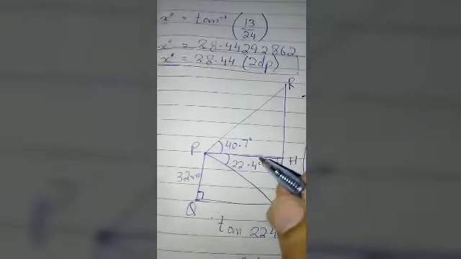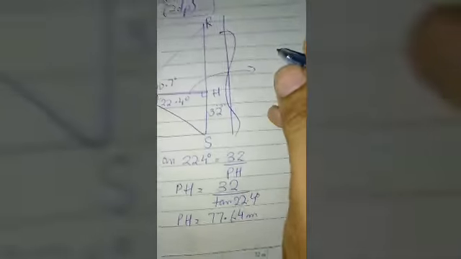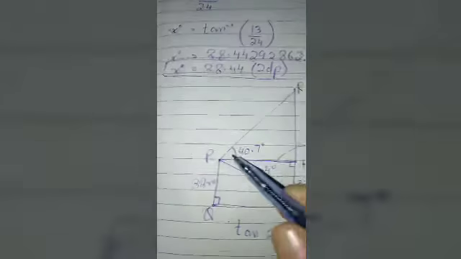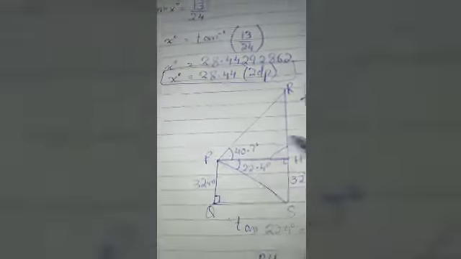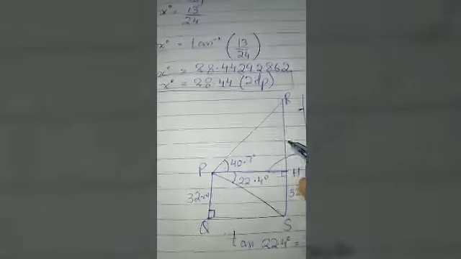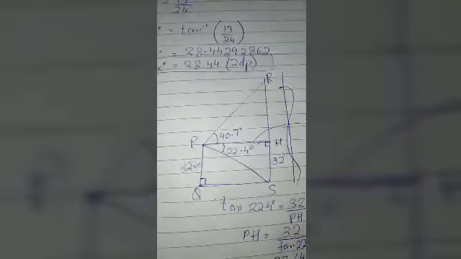Now we know the PH. The length of PH is 77.64. We know the angle. We know the length of this line. Can you find this line? Easily. No problem, because it is again tangent 40.7 equals RH upon 77.64.